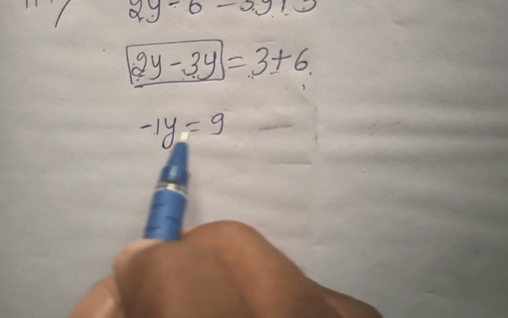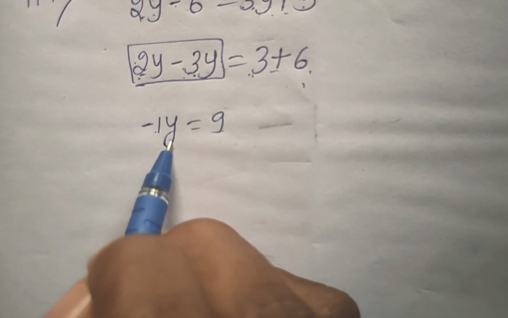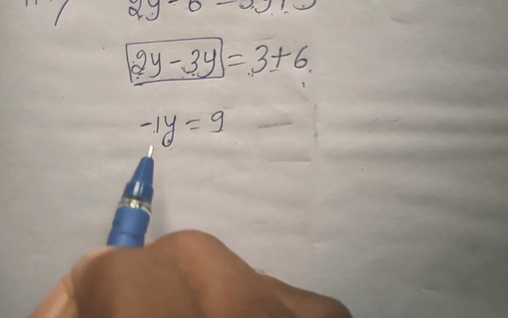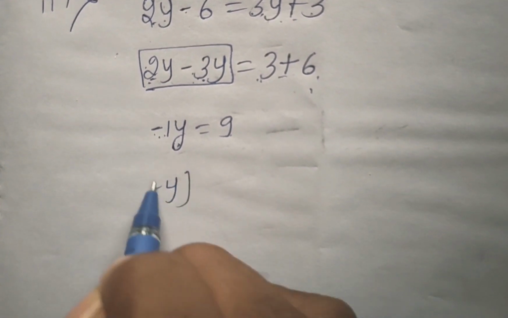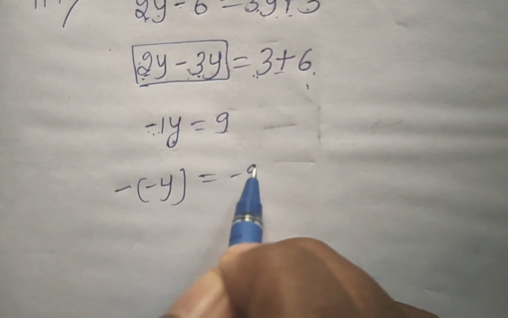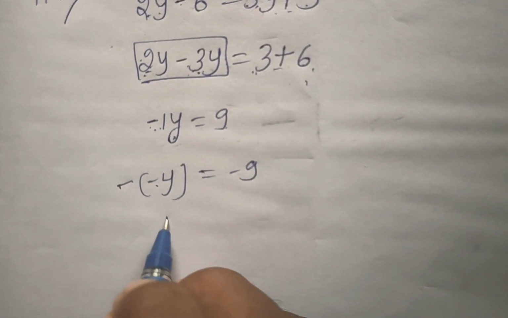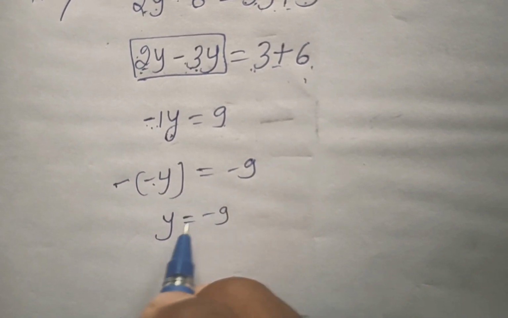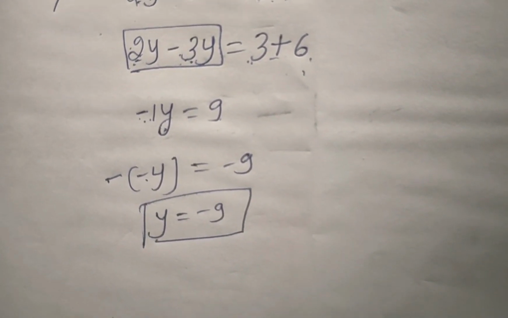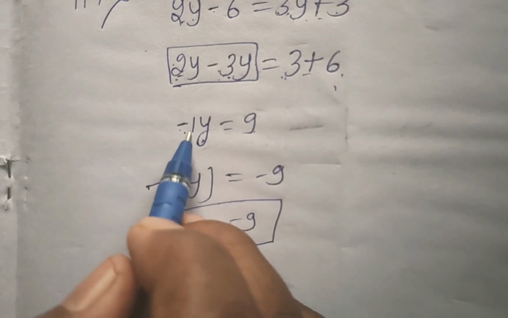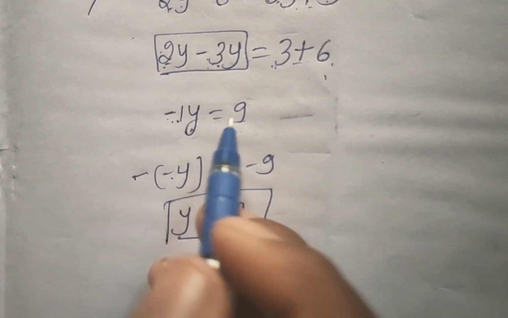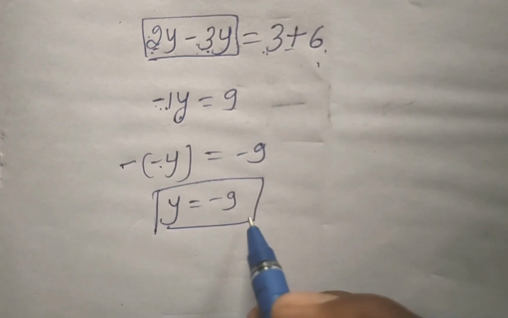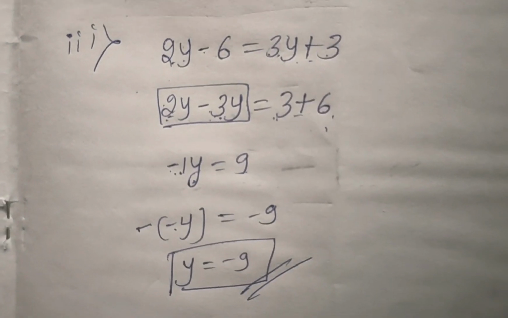Now here minus y is equal to 9, but here we want y. What will happen? You just multiply by minus on both sides. Here minus y multiplied by minus, and here minus 9. Then minus into minus is plus, so y is equal to minus 9. Or else you can take this minus 1 to this side, that becomes division, 9 upon minus 1, minus 9 only. So that is also right. So this is one example.